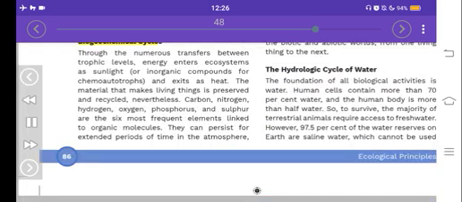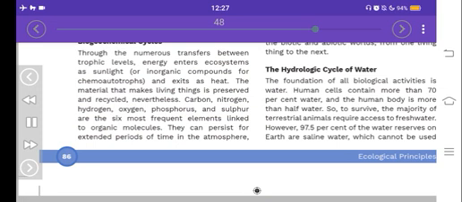Biogeochemical cycles. Through the numerous transfers between trophic levels, energy enters ecosystems as sunlight or inorganic compounds for chemoautotrophs and exits as heat. The material that makes living things is preserved and recycled. Nevertheless, carbon, nitrogen, hydrogen, oxygen, phosphorus, and sulfur are the 6 most frequent elements linked to organic molecules. They can persist for extended periods of time in the atmosphere, on land, in water, or below the surface of the Earth in a variety of chemical forms.